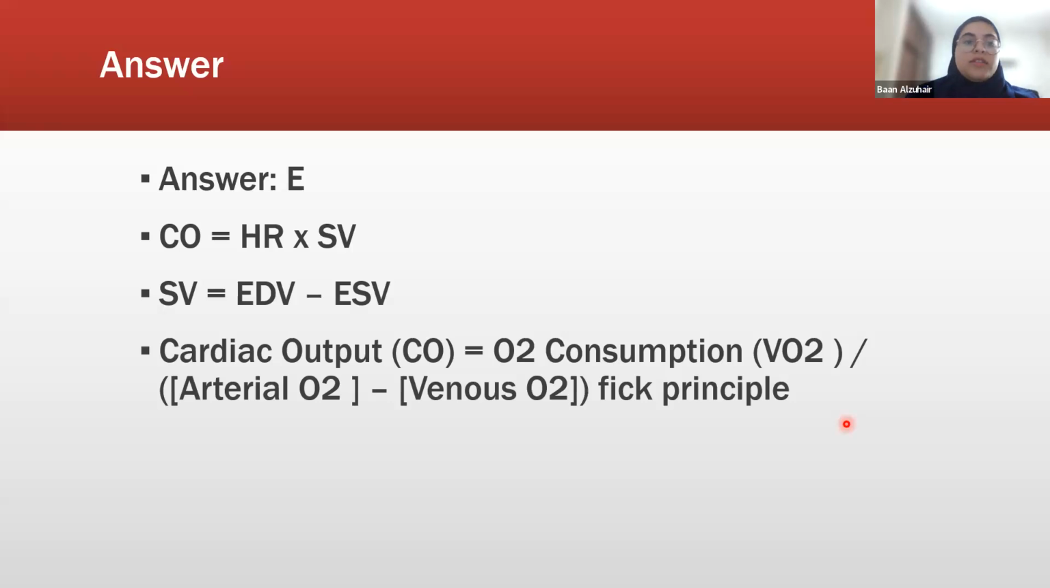Of course everyone prefers the easy one, but it was mentioned in your lecture, so please memorize the other one, which is the Fick principle: oxygen consumption, VO2, over arterial O2 minus venous O2. It's not that hard. It's just a lot of words can confuse you, so just put symbols and you'll remember it faster. Does anyone have any questions? It's just simple math.